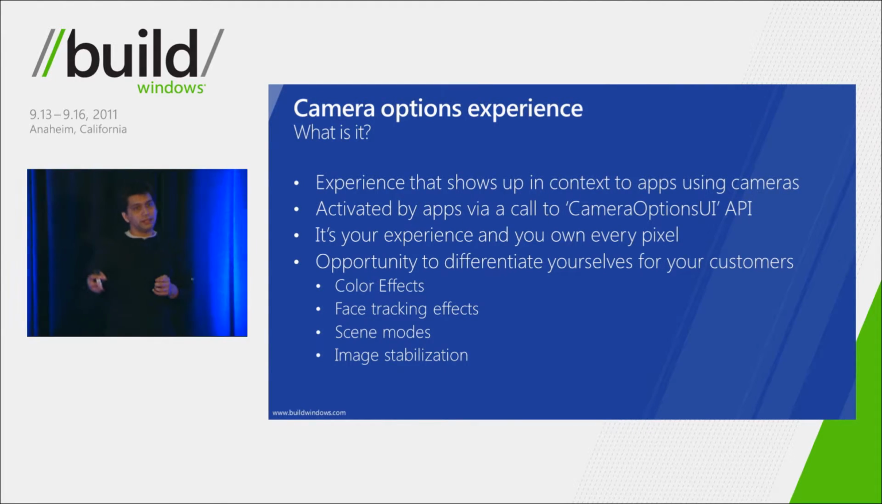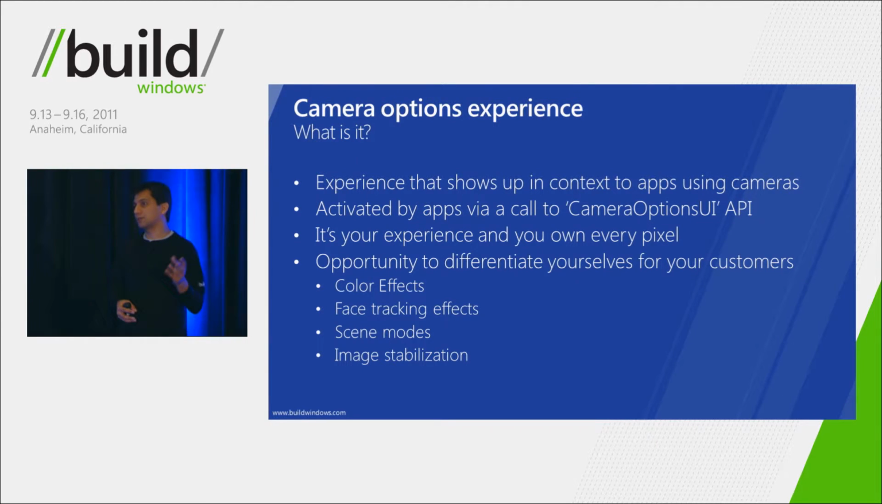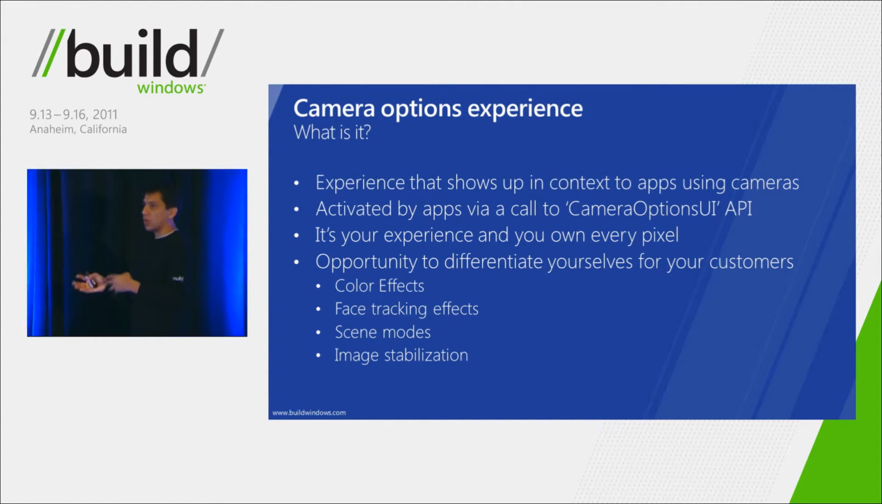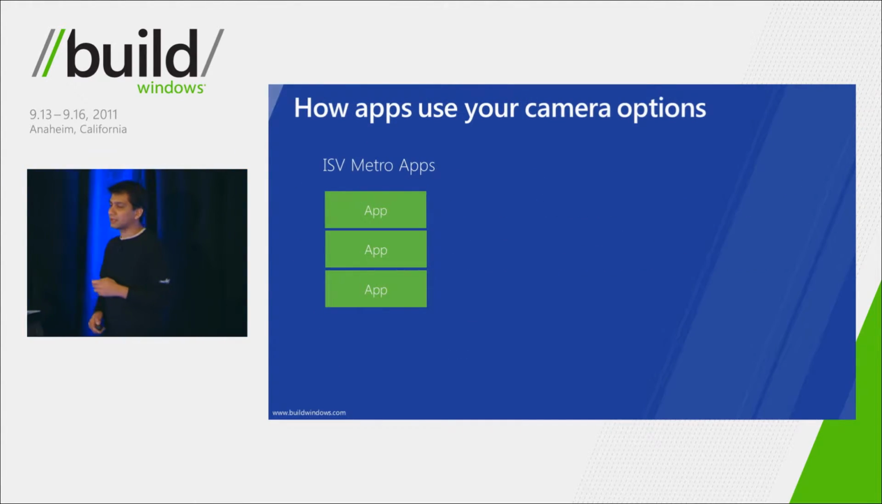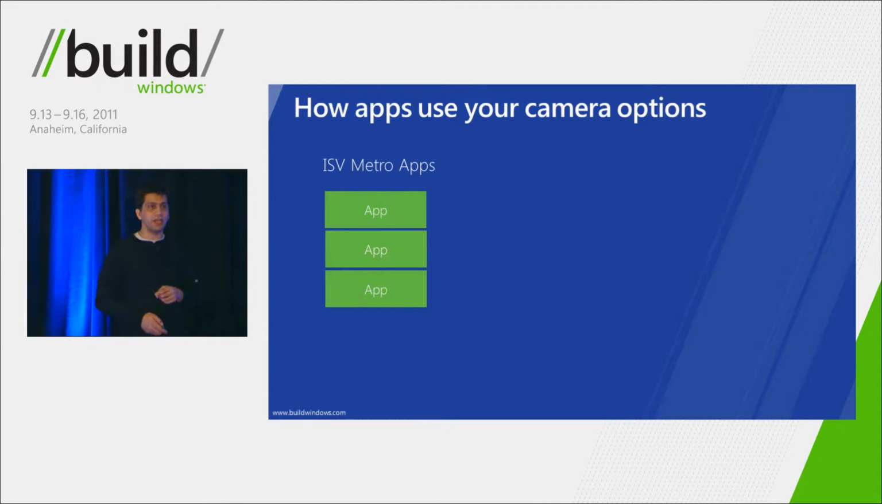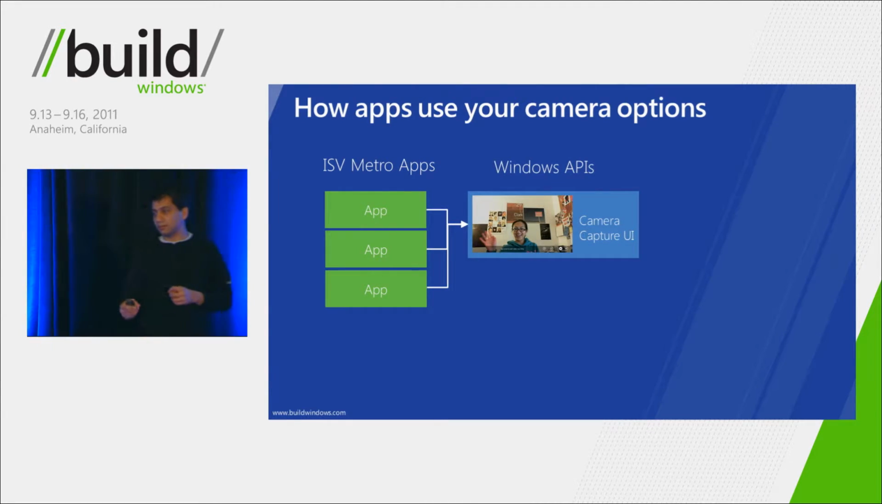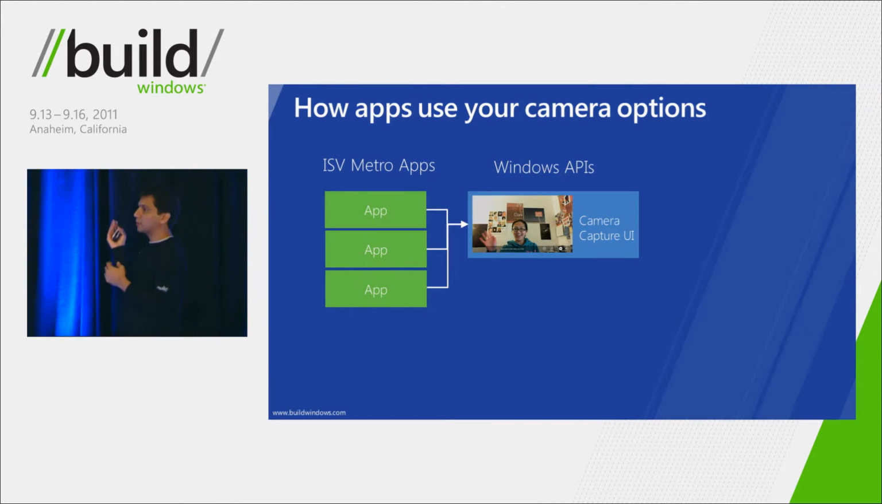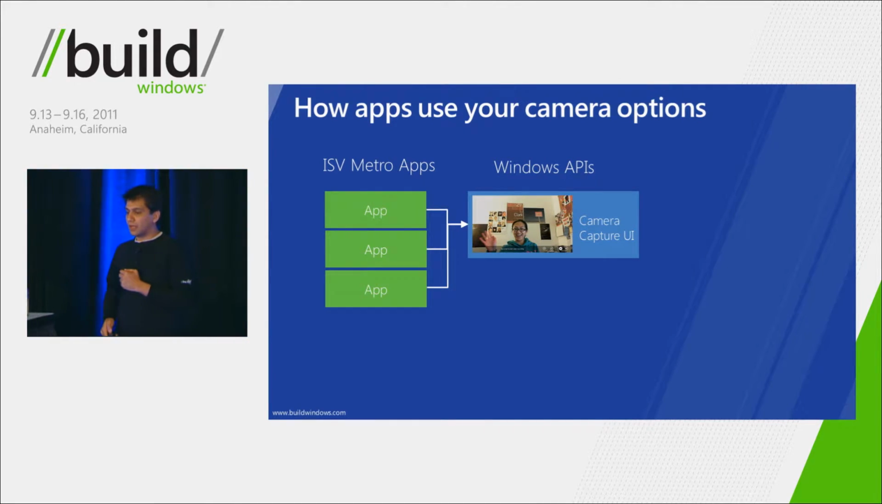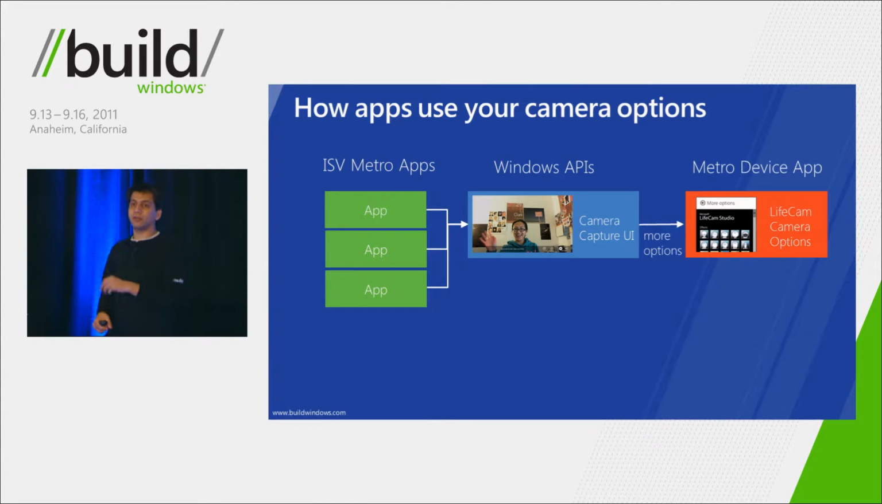And the camera options experience also works great if you have some advanced functionality around capture. So image stabilization, video stabilization, all of those things can be implemented through this experience as well. And the way apps end up using it is that from any Metro-style app, they're going to call the Camera Capture UI API. This is the API that was providing the capture experience that Mehmet was showing you. And there's a button in that API called More Options.